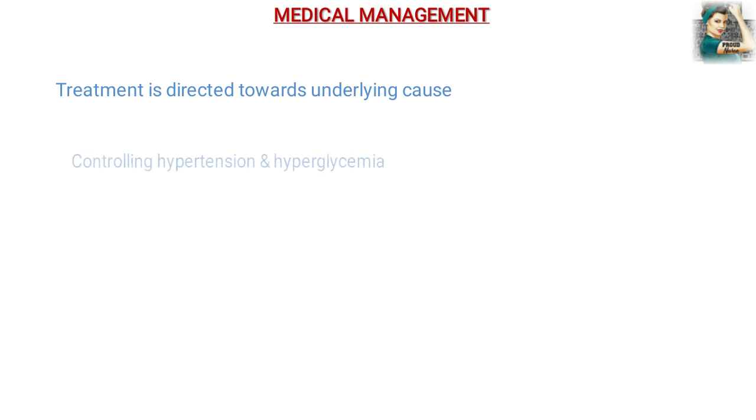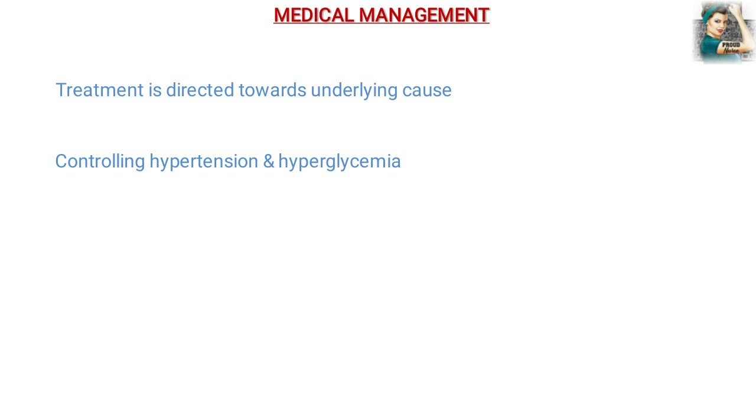Now, the medical management. The medical management of the CKD is focused on the underlying cause. Efforts are put to eliminate the cause which causes the CKD and to stop the progression of the disease. Controlling hypertension and hyperglycemia, because these are the most important and major causes of CKD. We have to control hypertension and hyperglycemia to stop any more damage to the walls of the blood vessels.